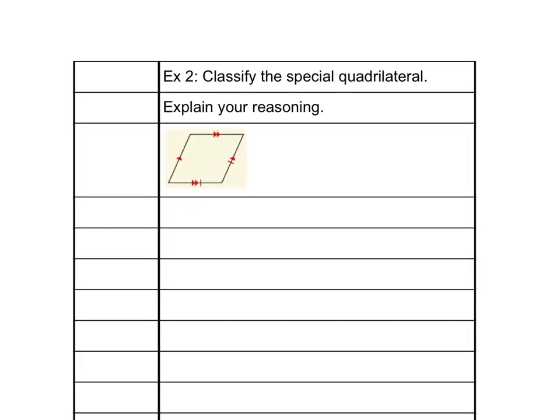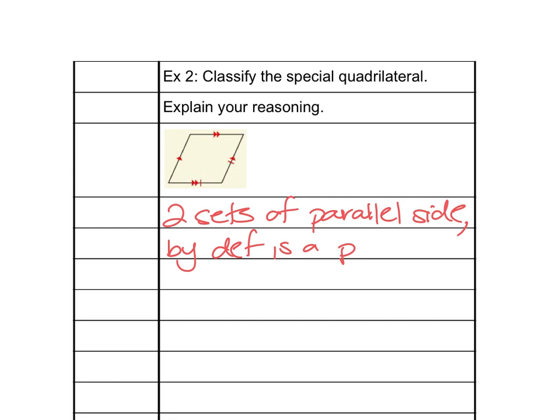In example 2, it says, classify the special quadrilateral and explain your reasoning. Okay, so this is going to be a paragraph proof. So the first thing that we are going to state is that this shape has 2 sets of parallel sides. So by definition, it is a parallelogram. So that's the first important statement that we're making.